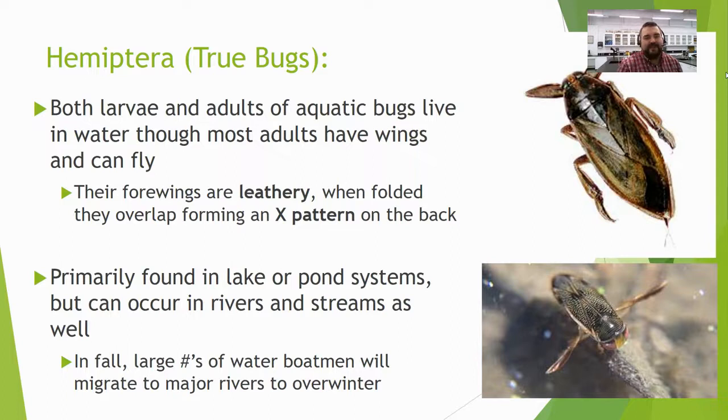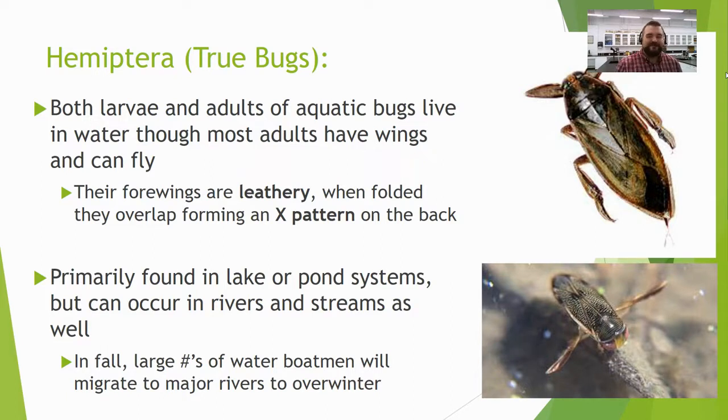Here's a second characteristic of our true bugs that will help us tell them apart from beetles. Both larvae and adults of aquatic bugs live in the water through most of their lives, though most adults do have wings and can fly pond to pond. So you might not think about it, but your water boatmen in your pond can actually take off and fly away.